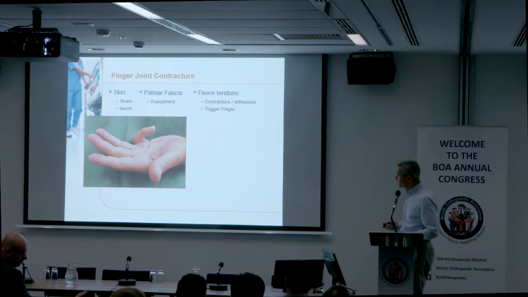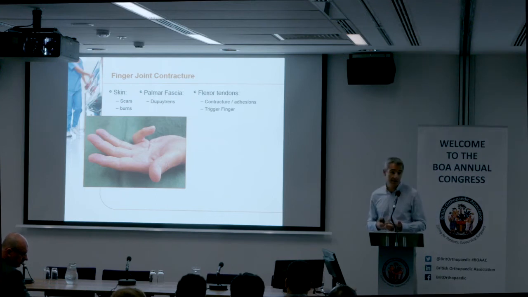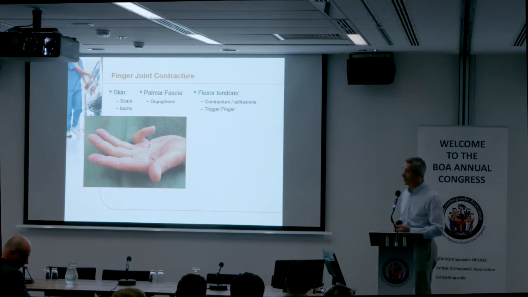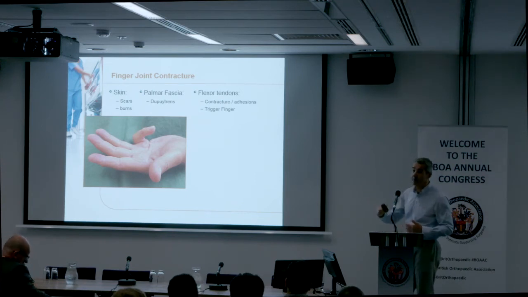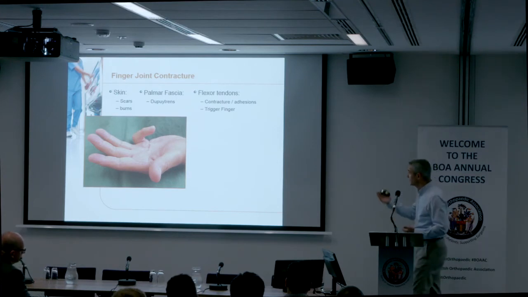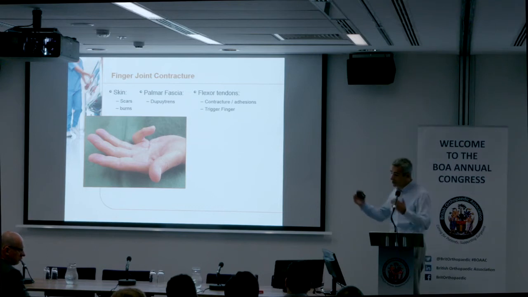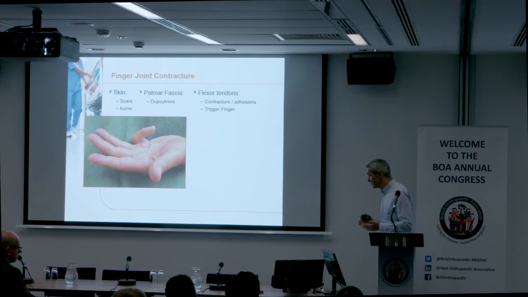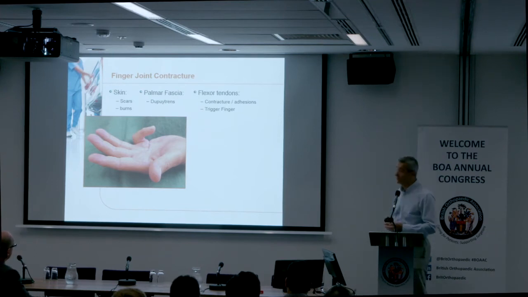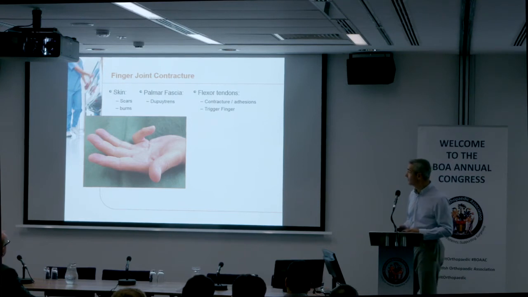On the palmar aspect, you can get scars in the skin from previous injuries, from burns, that will give you a contracture. Yes, you can go to the layer below, to the palmar fascia, and contracture of that, Dupuytren's disease, will lead to this clinical picture. But you can go deeper to the flexor tendons, and tendon adhesions, contractures due to previous injuries or infections can give you a very similar picture.